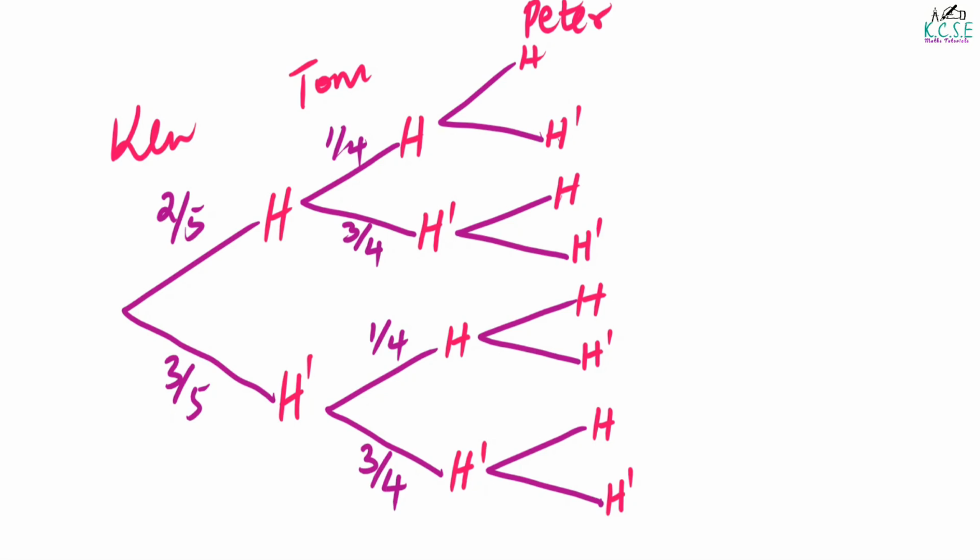The probability of Peter hitting the target is 3/7, so not hitting the target is 4/7. So 3/7, 4/7, 3/7, 4/7, 3/7, 4/7. Now, having done that, it is good now to get these probabilities like this.